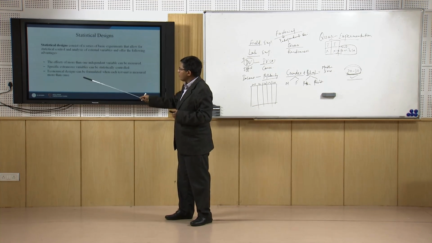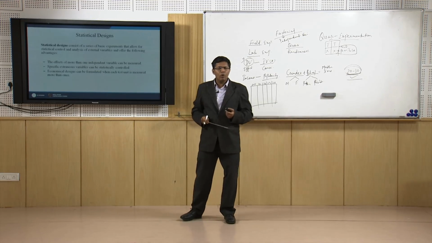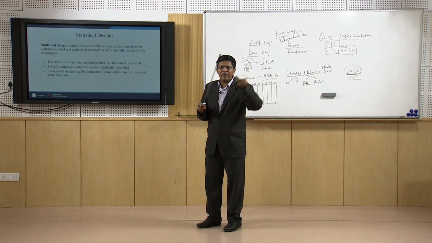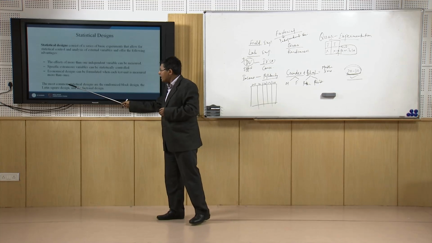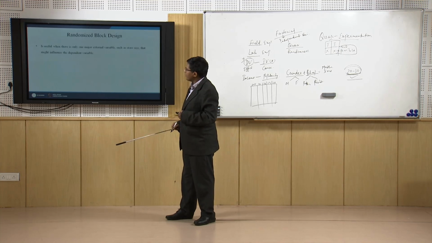So, these are basically the statistical designs. Statistical designs have been developed to bring in the randomness factor and reduce the number of experiments to a limited number. The most common statistical designs are the randomized block design, the Latin square design and the factorial design. Now, let us see.